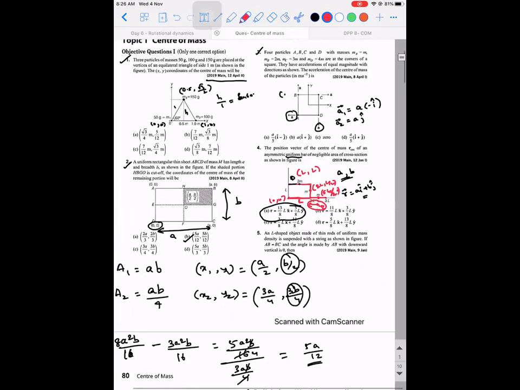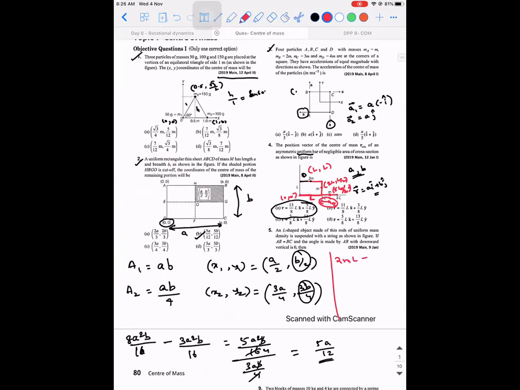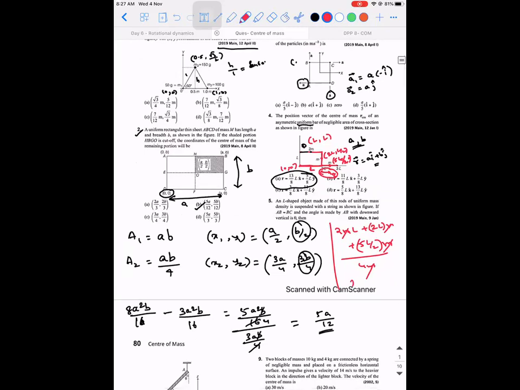So I'll finish it off. 2m into L plus 2L into m plus 5L by 2 into m, the whole divided by 2m plus m plus m, that is 4m. So m will get cancelled everywhere. 2L plus 2L plus 5L by 2, divided by 4. So 4L plus 5L by 2, how much is that? 13L by 8. So 13L by 8 is the answer. So the first one is the answer.